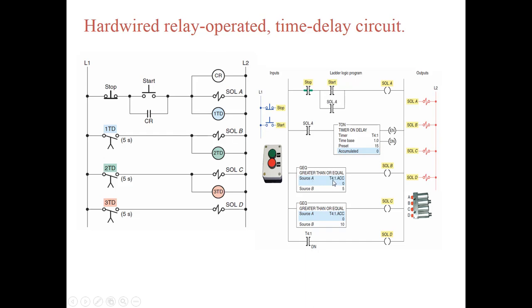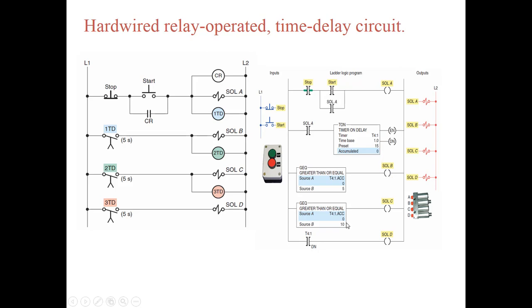So let's see. Timer 4-1 accumulation. The timer becomes true. It starts 1, 2, 3, 4, 5. And when it's greater than this, that means that was normally open timed closed at 5 seconds. Solenoid B came on. It did. So this is going to be greater.